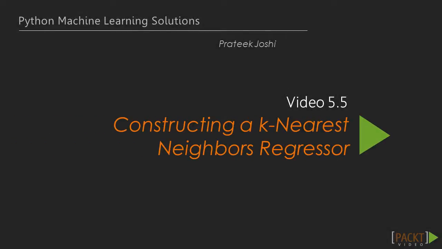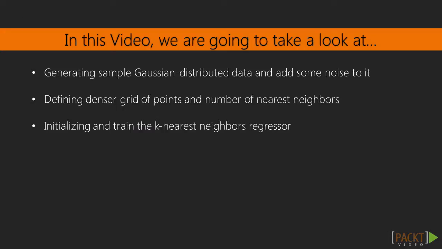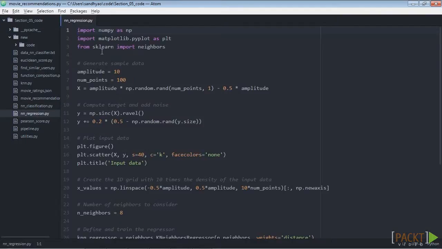In the previous video, we looked at constructing a k-nearest neighbours classifier. In this video, we'll see how to use the k-nearest neighbours algorithm to build a regressor. So let's begin. First, we create a new Python file named nnregression.py and then import these necessary packages.